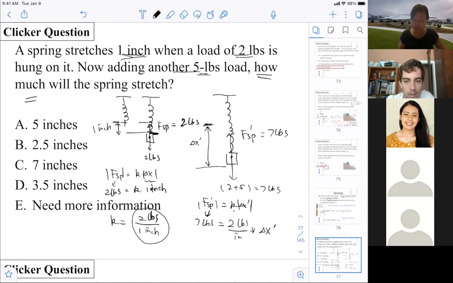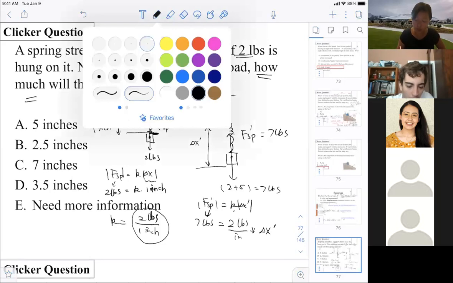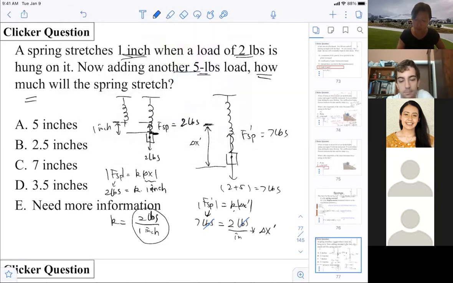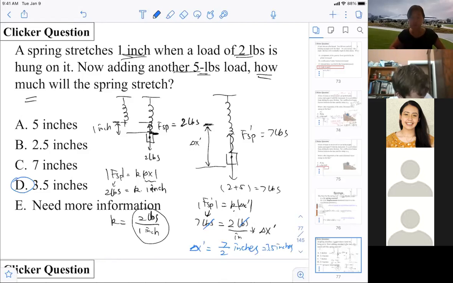Okay, so let's look at this. You can cancel out the pound as a unit. So delta X is equal to 7 over 2 inches, right? And that is 3.5 inches. So D is correct, 3.5.